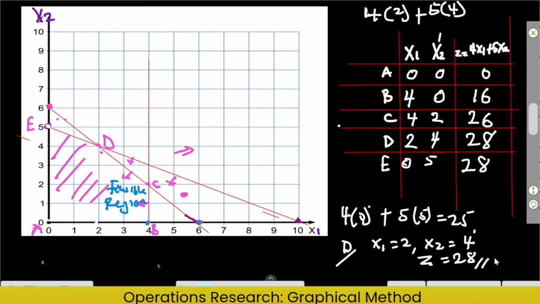And then finally the Z, the result of it, is giving us 28. So these are the parameters that will give us the optimum solution within the industry, and it's going to help us to achieve our maximization. Thank you, and we are going to meet in our next class where we'll be talking about minimization under graphical method.